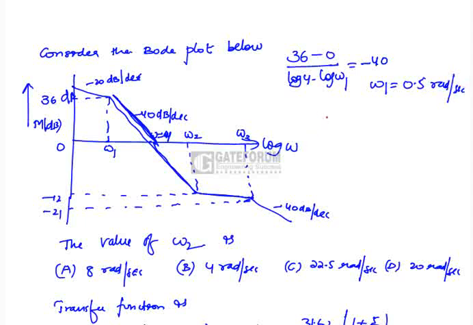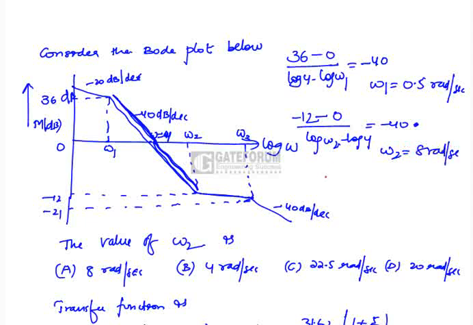Now similarly, to find omega 2, this is the slope we can consider. What is that? This is minus 12 minus 0 by log omega 2 minus log 4, which is equal to minus 40 dB per decade. From this you will get omega 2 as 8 radians per second.